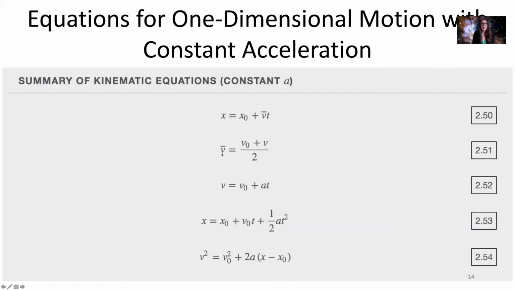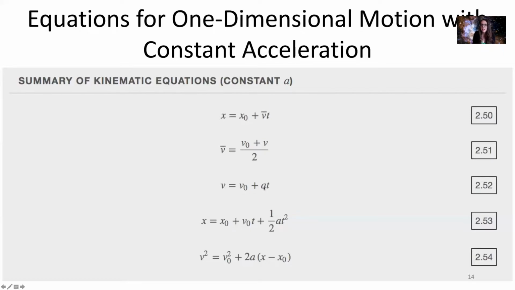Okay. The other equation, that's another equation for average velocity. Average velocity is equal to your initial velocity plus your final velocity divided by 2. You essentially take half of it. Here's another equation relating our velocity to our acceleration and time. So velocity, our final velocity, is equal to our initial velocity plus acceleration times time.